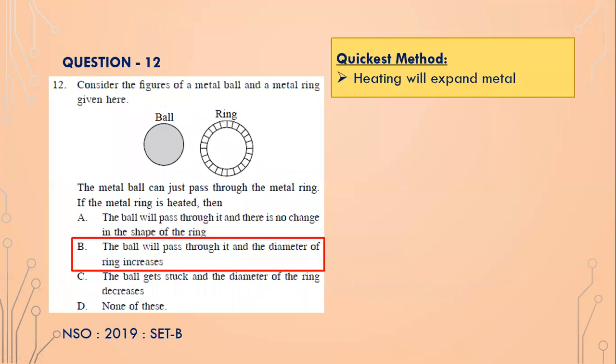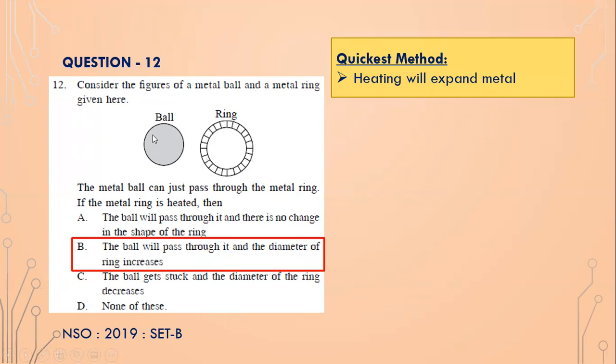Consider the figures of a metal ball and metal ring given here. The metal ball can just pass through the metal ring. If the metal ring is heated, the diameter of the ring increases, isn't it? Because you are heating the ring, the ring will expand.